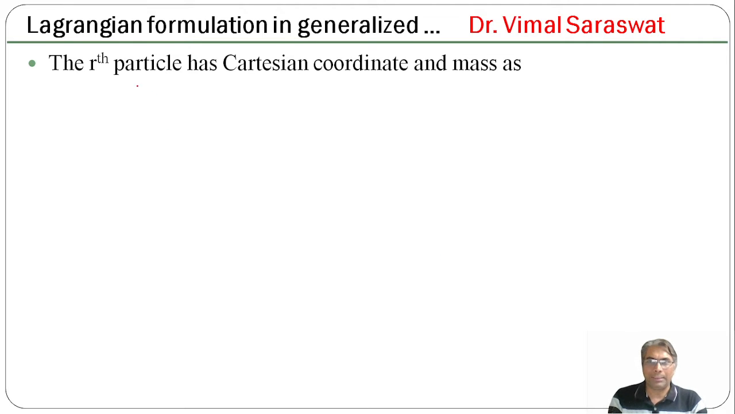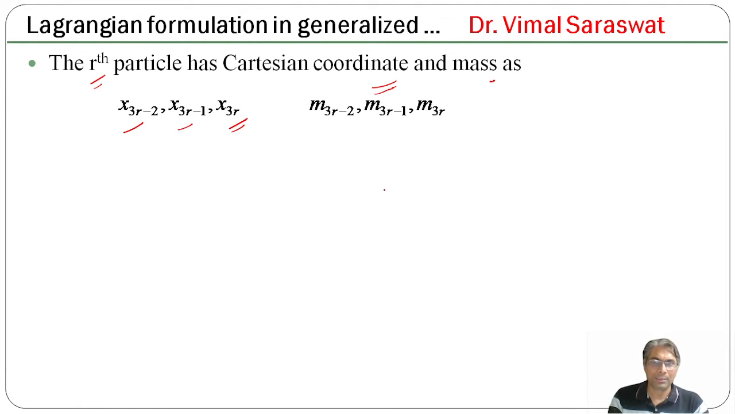Now, the rth particle has Cartesian coordinates and masses as x3r minus 2, x3r minus 1 and x3r, and masses m3r minus 2, m3r minus 1 and m3r. So, these are the Cartesian coordinates for the rth particle and these are the masses for the rth particle.